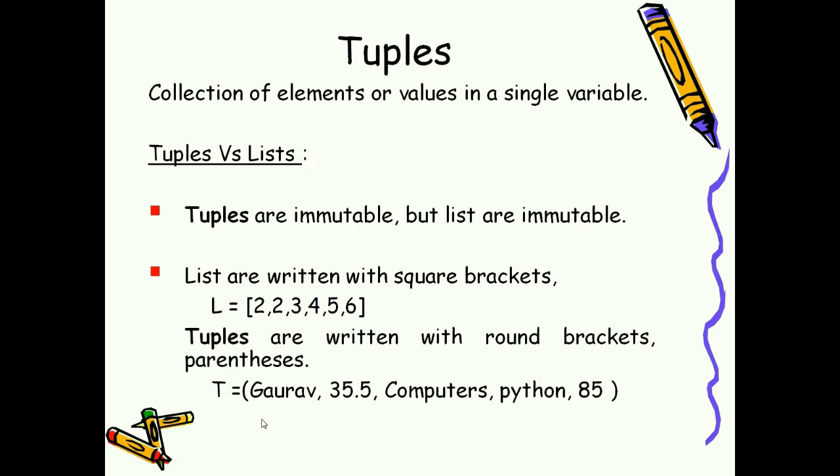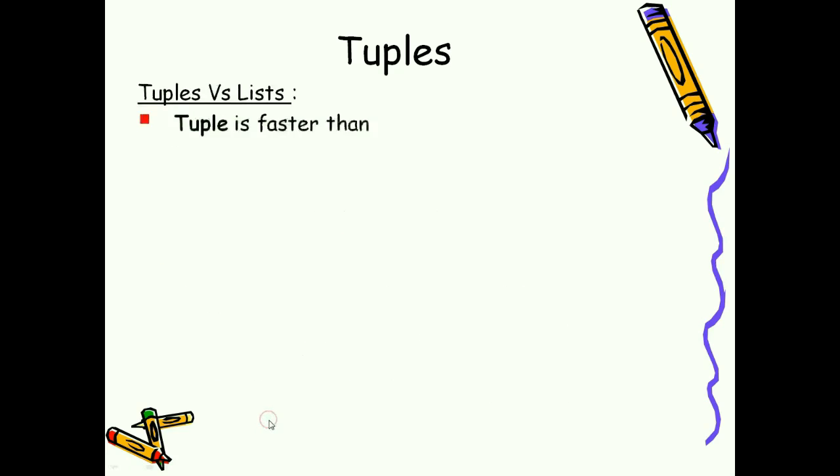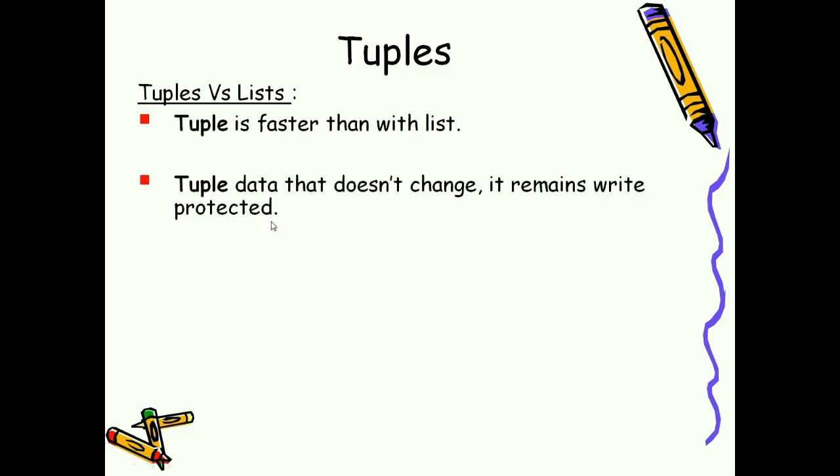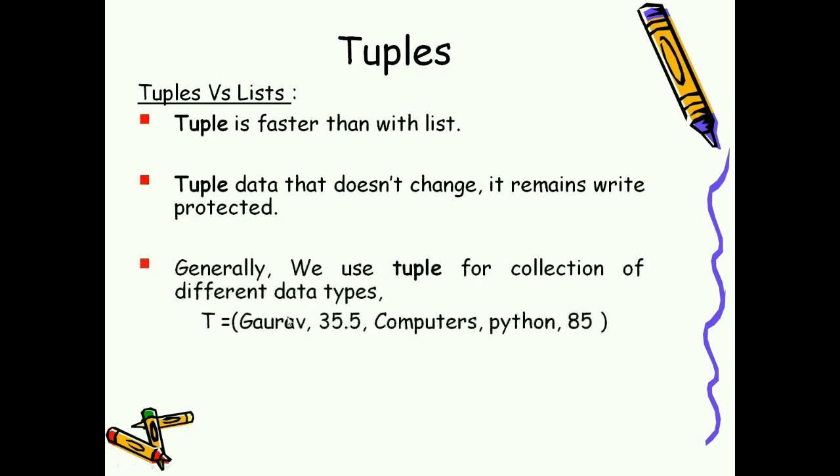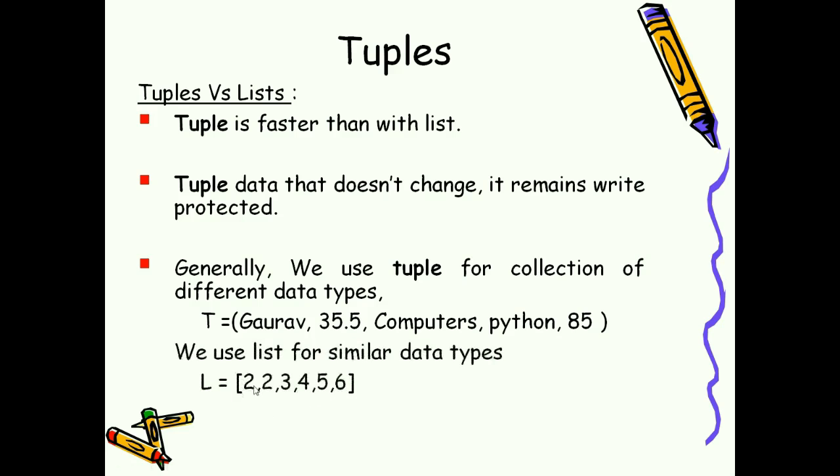There are certain advantages of implementing a tuple over a list, like a tuple is faster than a list. Tuple data does not change, so it guarantees that it remains write protected. Generally, we use a tuple for a collection of different data types, like int, float, string, or any other data type. But generally, we use a list for similar data types, like all the values are integer type or string type or some other data type.